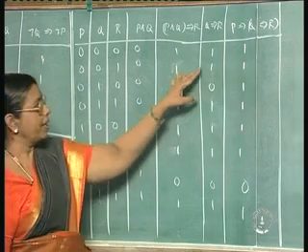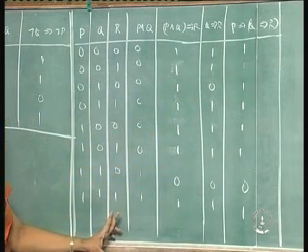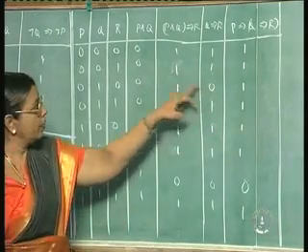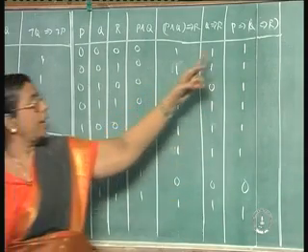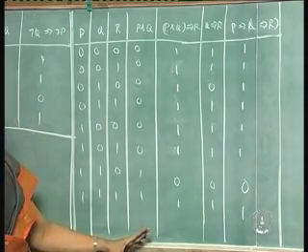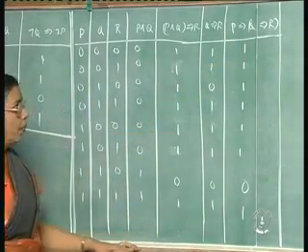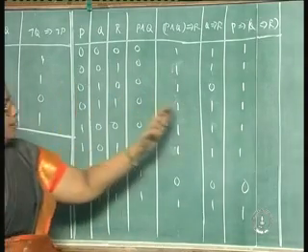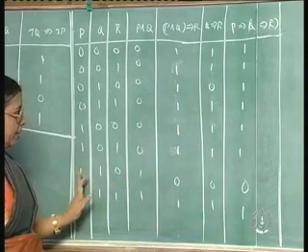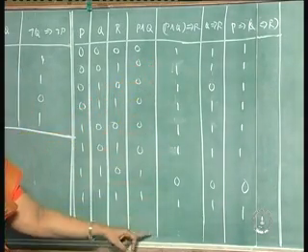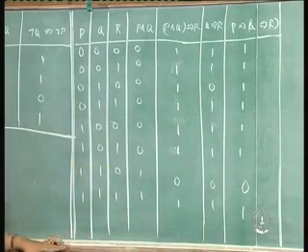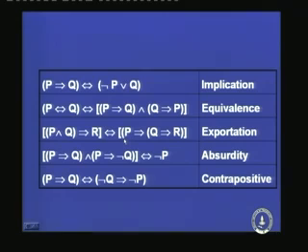Let us consider the value for Q implies R. Again, it will be false when Q is true and R is false. That is, in these 2 rows alone it will be false, rest of them it will be true. And taking the last one, P implies Q implies R, that will be false only when P is true and Q implies R is false. So comparing this and this, you will realize that this is false only when this is true and this is false, that is in this case. So if you look at this column and this column, you see that they are identical, and that is what this logical identity says. P and Q implies R is equivalent to P implies Q implies R.